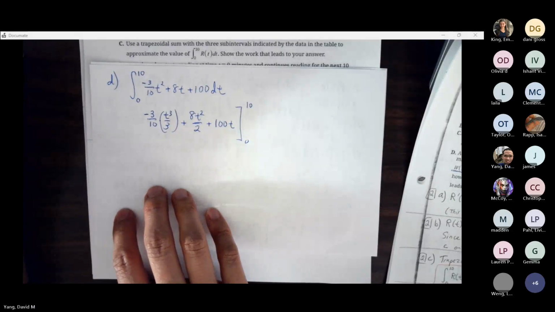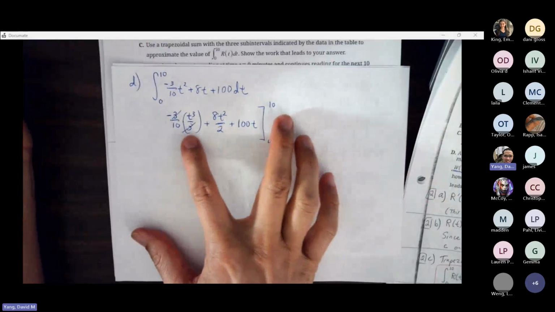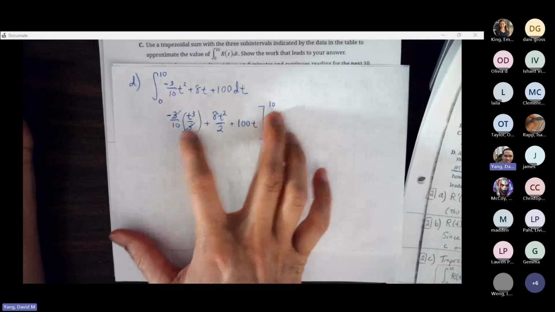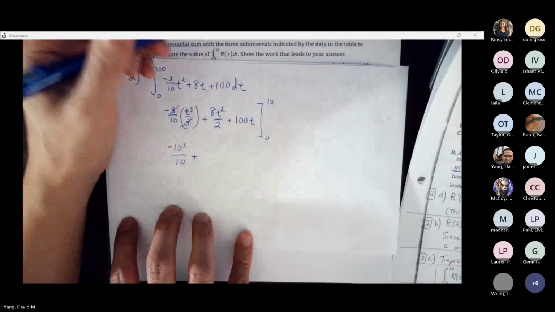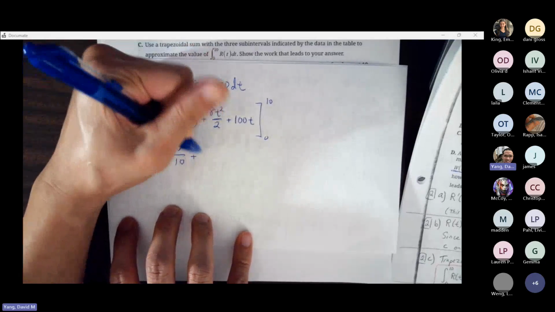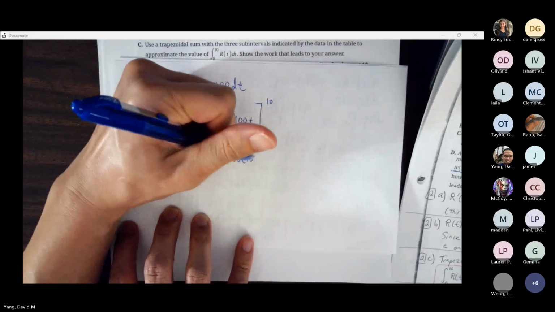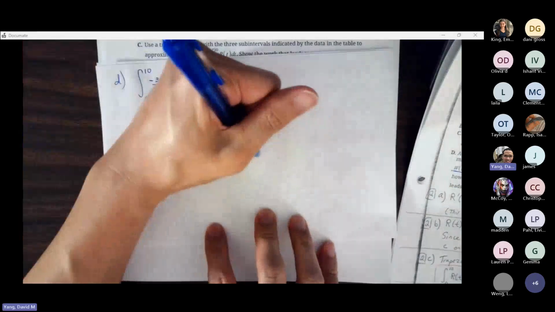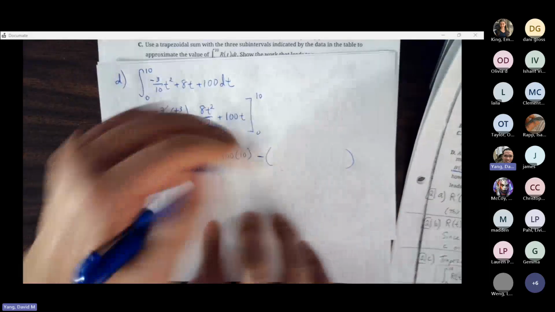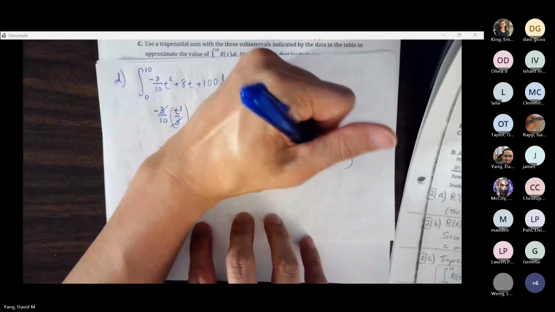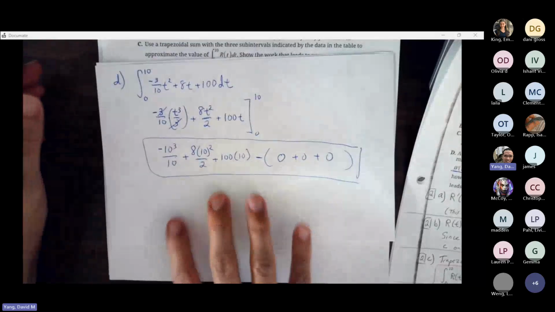Upper bound first. I'm going to clean up, but you don't have to; it just makes a little bit less to write out. So the 3's cancel out. Just plug 10 in: negative 10 cubed over 10. We can leave that 8 over 2, or you can reduce it to 4. That's the result of my upper bound, and then minus parentheses the lower bound. The nice thing is, in this case, if I plug in 0, it all goes to zero. And I'm going to leave my answer one big mess. I don't want to go any further if they're going to give me full credit here.